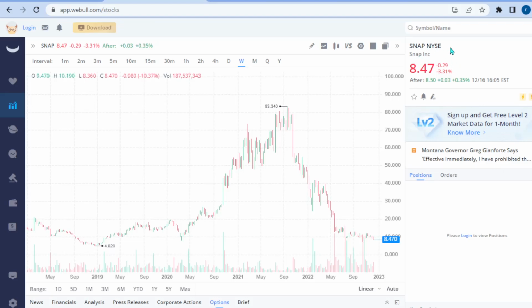I'm going to look at Snapchat. Now, I'm not necessarily saying that Snapchat is a good stock or you should go buy it. This is just an example. Snapchat right now is trading at $8.47. Let's say that I'm an employee here and I was granted 1,000 options, and one option equals one stock. Let's also say that if I wanted to exercise one option, it's going to cost me $1. So what is my profit going to be? It's going to be $7.47 per option that I exercise.